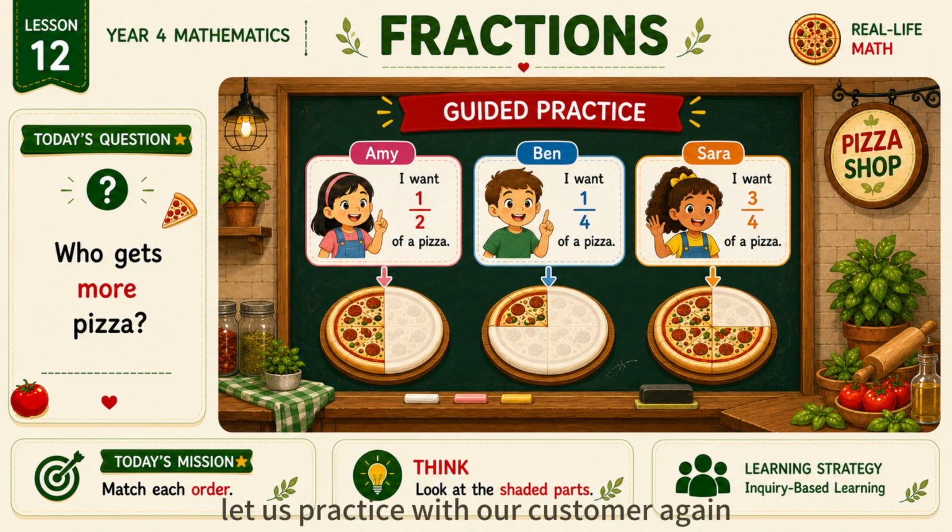Let us practice with our customer again. Amy wants 1/2 of pizza. Ben wants 1/4 of pizza. Sari wants 3/4 of pizza. Look at the shaded part and match each person with the correct pizza.